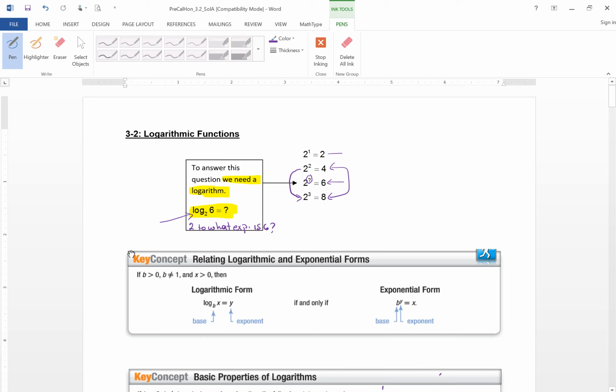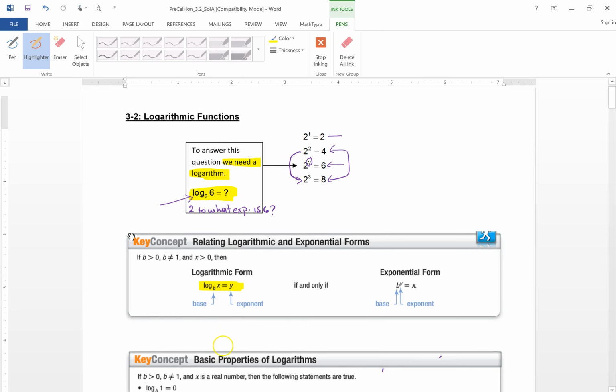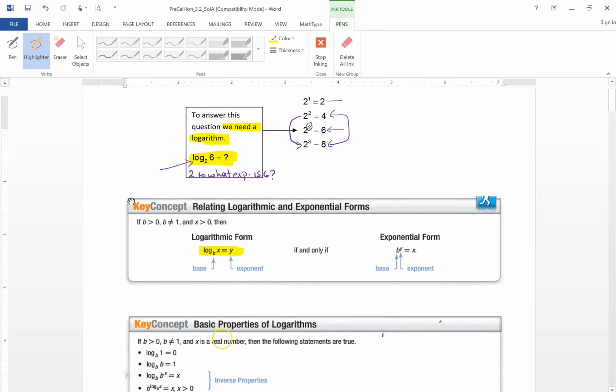And in fact, logarithms are written like this. This is the standard form of a logarithm. And look at what these are called. This is called the base, and this is the exponent, right? So just like this one, 2 to what exponent is 6? So this is the base, this is the exponent, and this is your answer. Okay?